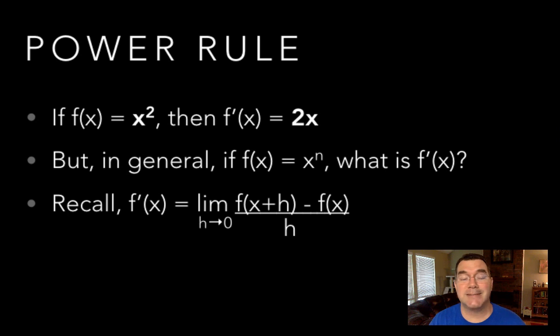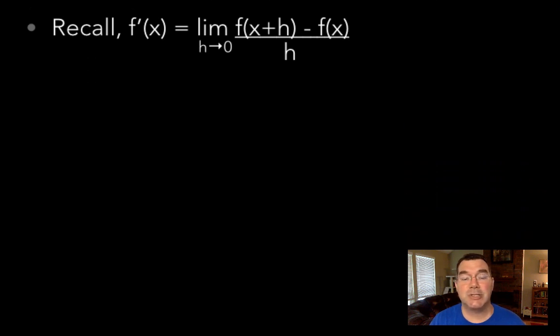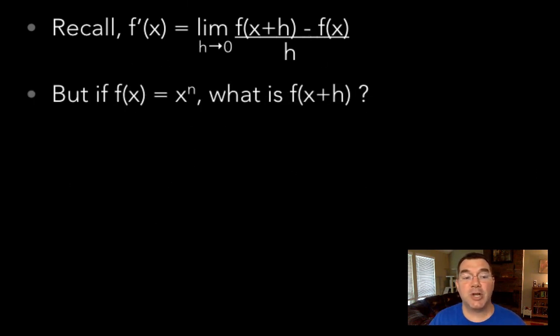F prime of x is defined as the limit as h approaches 0 of f of x plus h minus f of x all over h. Okay, so if f of x is x to the n, it'd be really nice if I could figure out what that f of x plus h part is. Okay, well, f of x plus h is going to be x plus h all to the n.